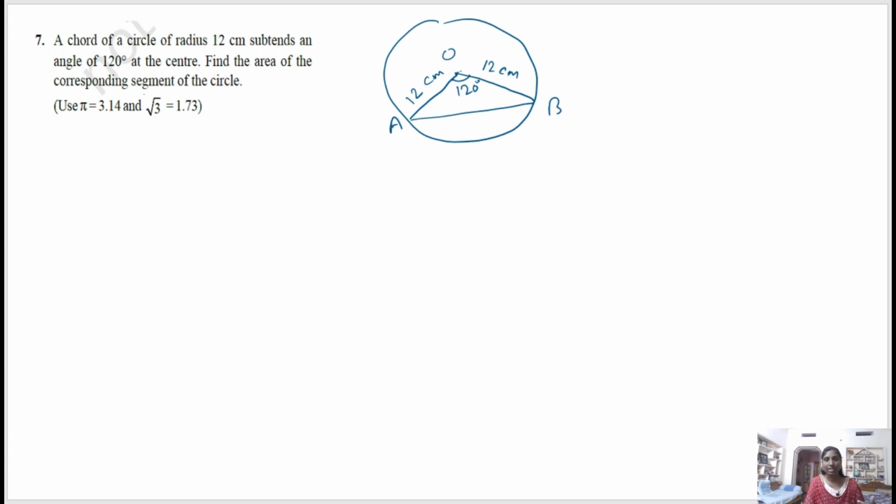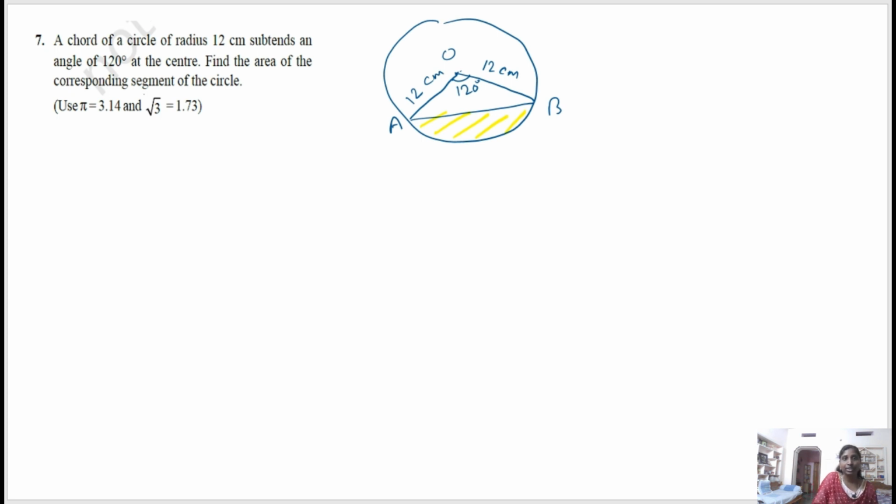Corresponding segment of the circle means here theta is equal to 120 degrees. So what is the corresponding segment? This is the corresponding segment. It means minor segment. Okay, that is the corresponding segment. It means they are asking what is the area of the minor segment, not the major segment.